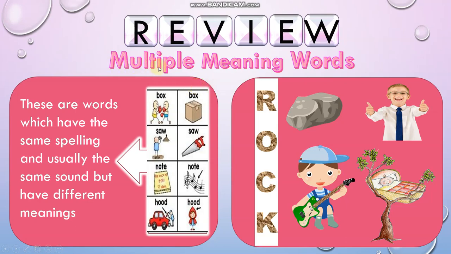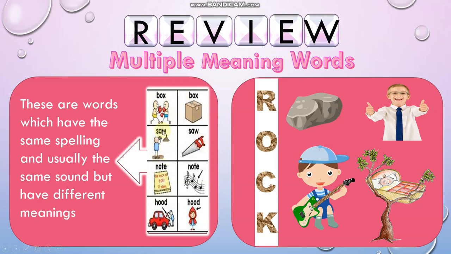We are going to review our multiple meaning words. Do you remember them? We learned them last week. Multiple meaning words are the words which have the same spelling and usually the same sound, but they have different meanings. So remember, they have the same spelling, and they also have the same pronunciation. When I say sound, I mean pronunciation, but they have different meanings.